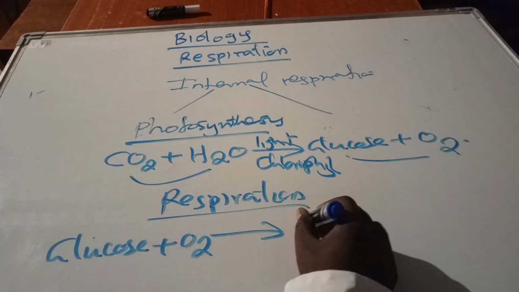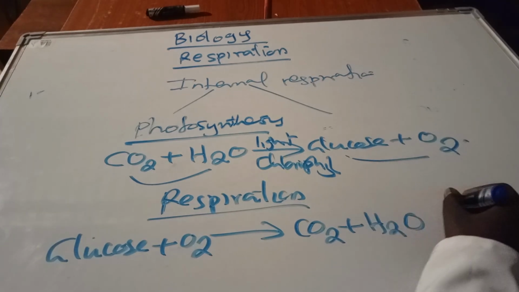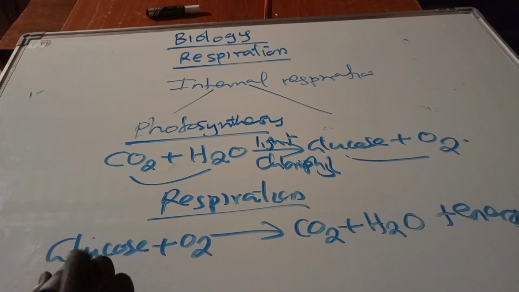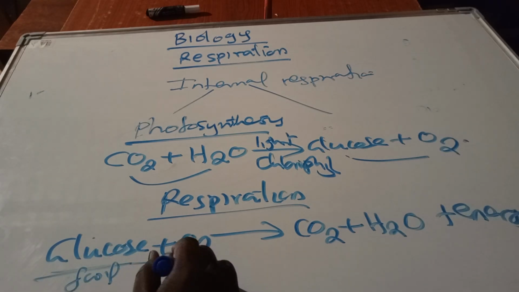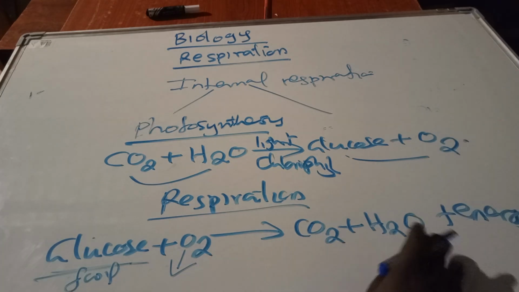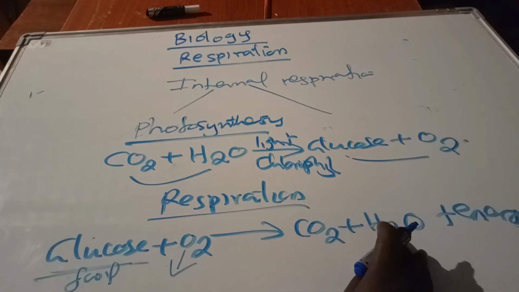To form carbon dioxide plus water and also plus energy here. Since we're saying that respiration is the release of energy from the food substance, this is what we call food. Now talking about the food, which is glucose, this is food. So from the food substance in the presence of oxygen, to form what? To form energy, and apart from energy, we also have carbon dioxide and water.